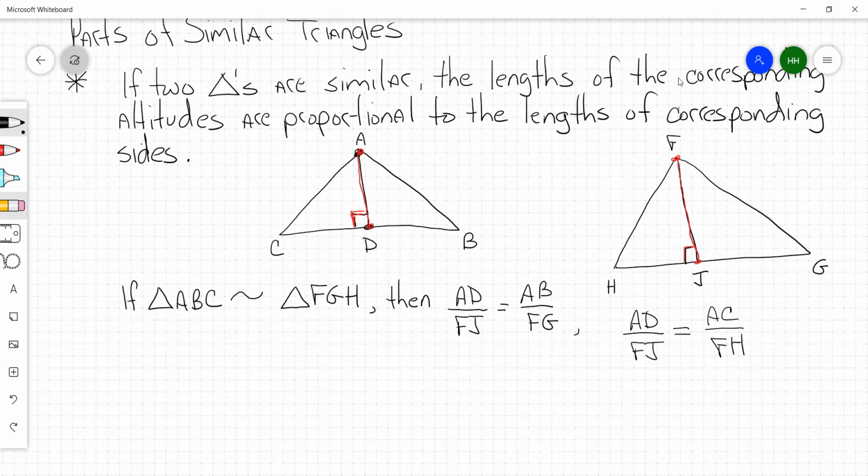Okay, there's one more we can write here. Let's say AD over FJ. What else could AD divided by FJ be equal to? CB over HG. Very good.